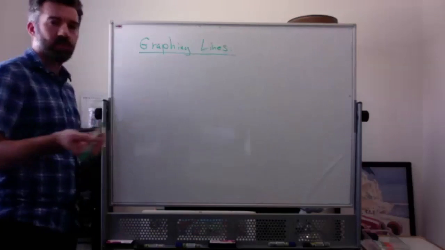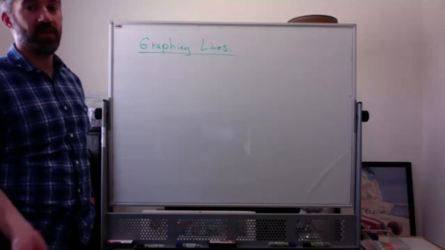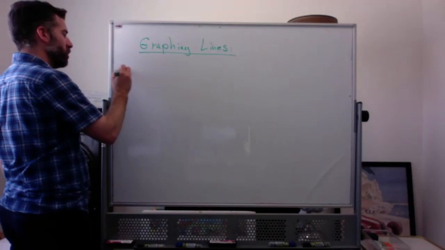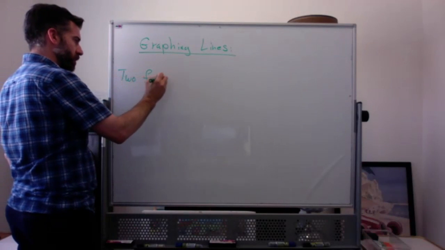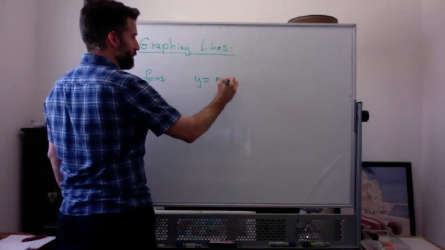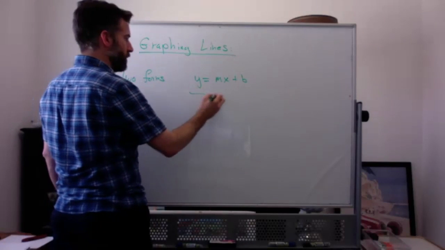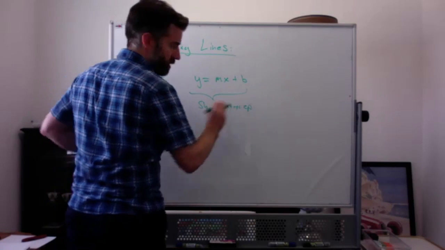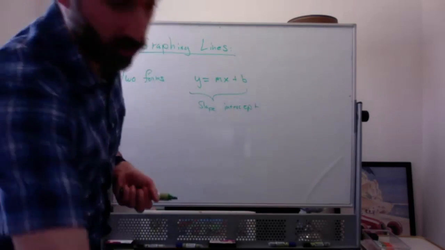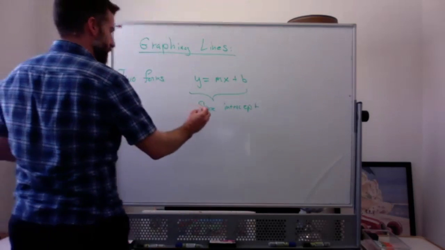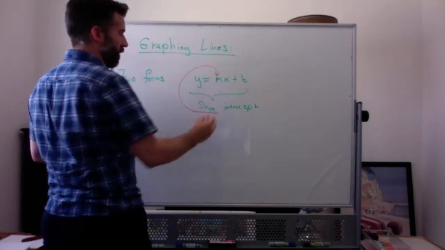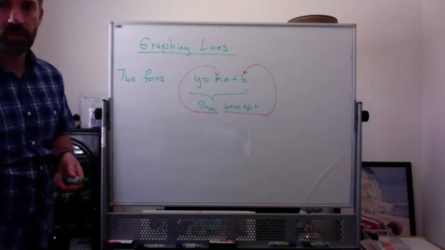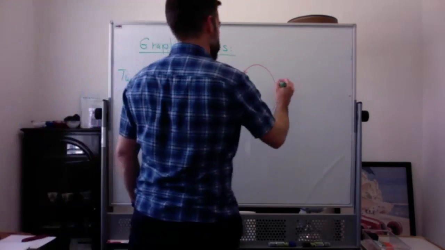So there's 2 forms you'll typically be presented with if you're graphing a line, although technically there's a 3rd form as well. But the 2 usual forms are the y equals mx plus b form, which is generally called the slope intercept form. The reason it's called the slope intercept is because if it's written in this form, you can immediately see that the slope is the coefficient there, and the intercept is the number there.